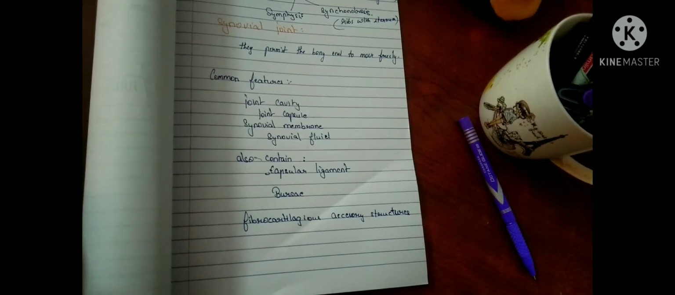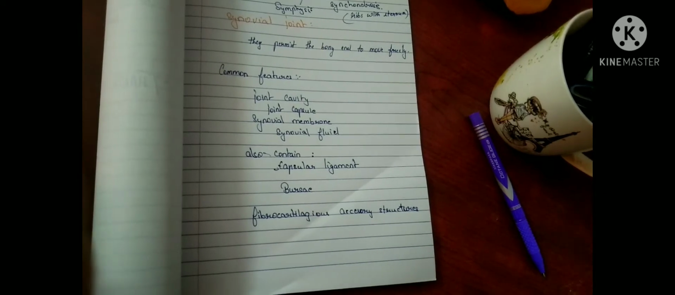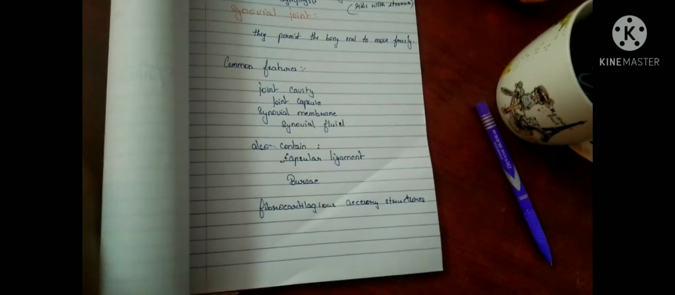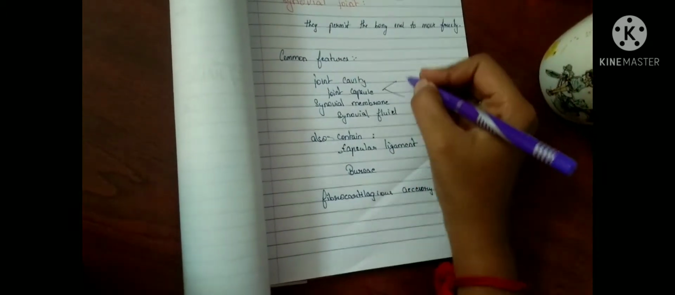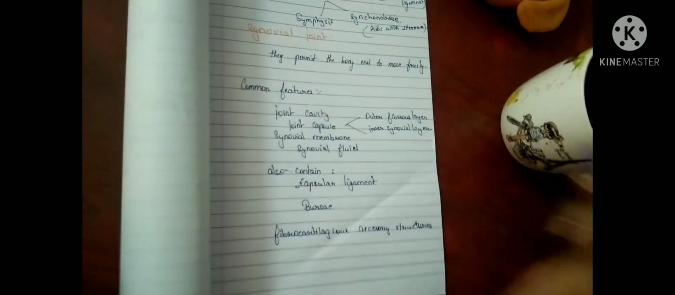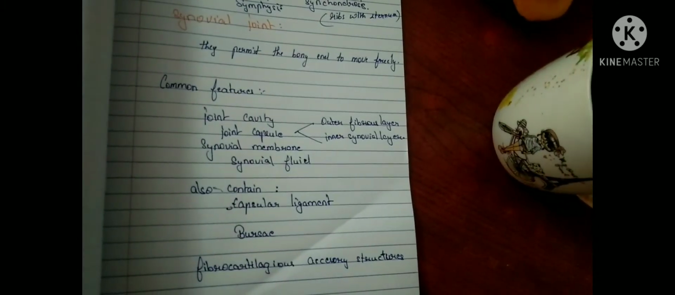The joint cavity, the space between the two bones is a joint cavity which is enclosed by a joint capsule. In capsule we have two layers, an outer fibrous layer and the inner synovial layer. These layers' primary function is to enclose the joint cavity and they also provide stability. So they close the cavity and provide stability. So this is the primary function of the capsule.